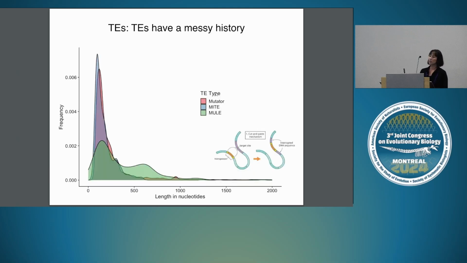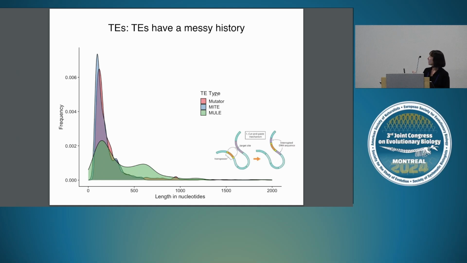And so the reason for this is because the TEs actually have this extremely messy history. This is graphing out the length in nucleotides for mutator, the mites, and mules. What should actually be here for a fully autonomous, competent transposon for mutators should be more like 2,000, 3,000 nucleotides. And so what's happening is that even these mutator fragments are actually mutated bits that are a history of transposition.